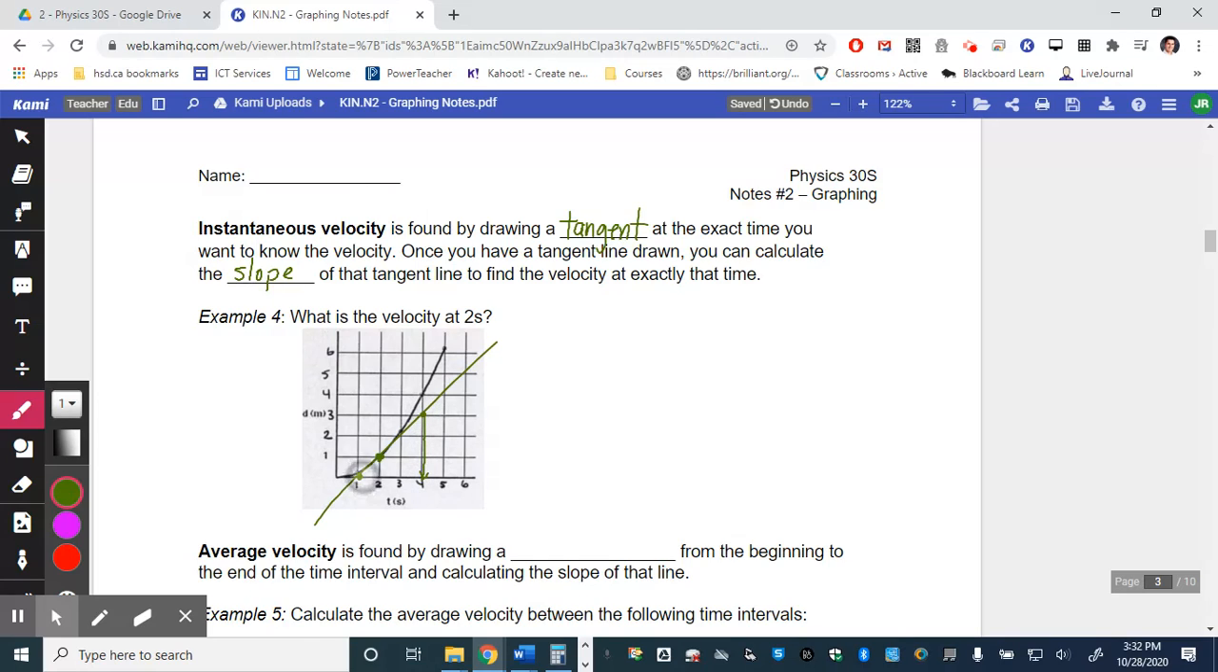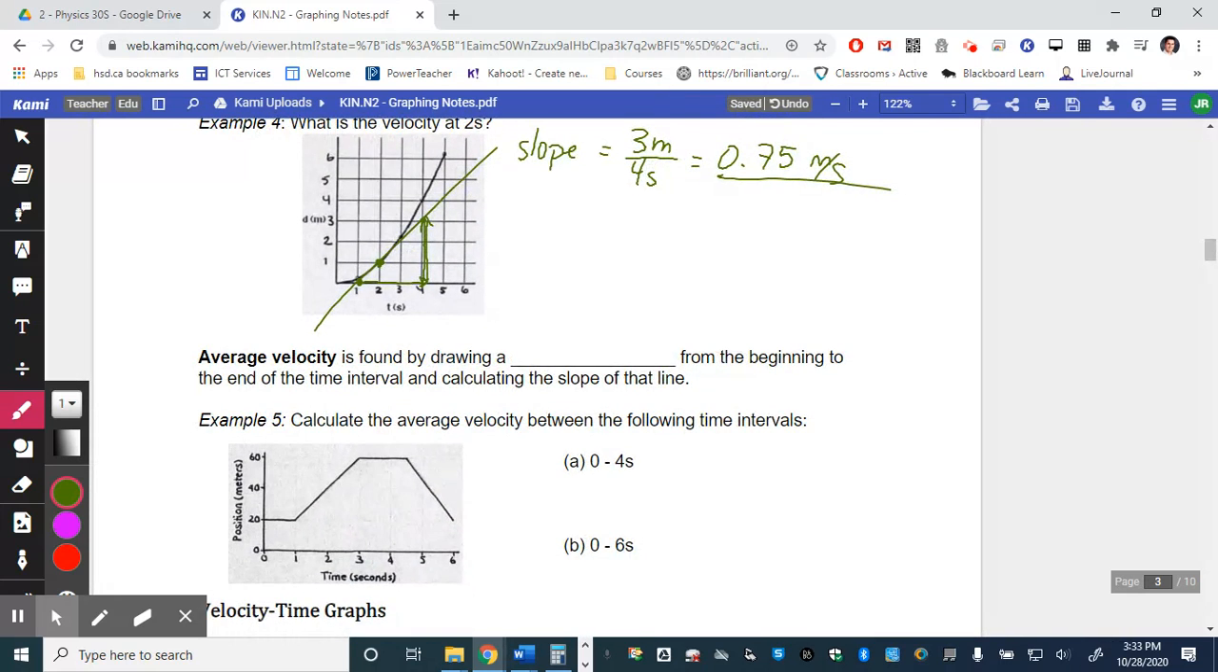We went over 4 seconds and we went up. That looks like 3 meters. So the slope is 3 meters in 4 seconds. And you should get something like 0.75 meters per second. If you do it yourself with a ruler at 2 seconds, you might get something slightly different, but it will be close. We'll get something close to 0.75. It's amazing how close everyone gets if they do it.